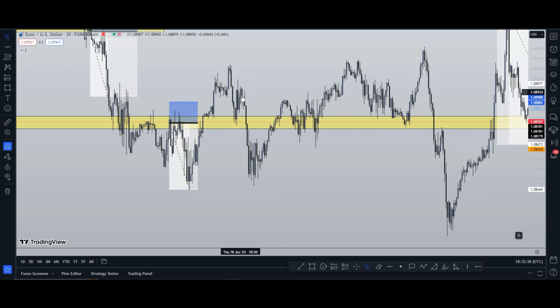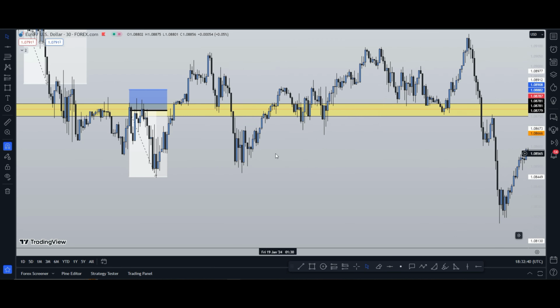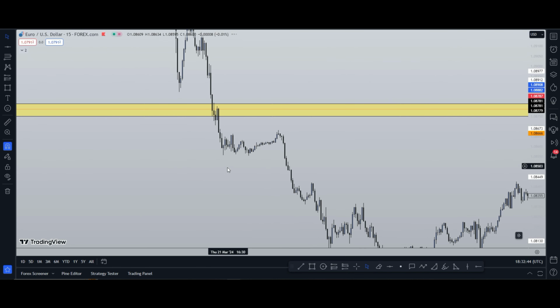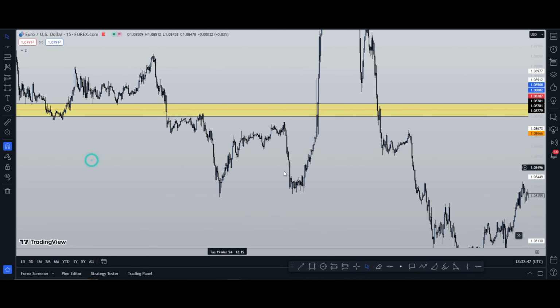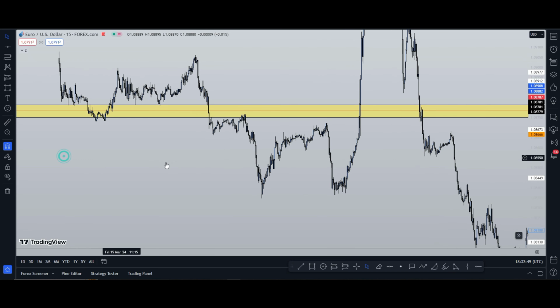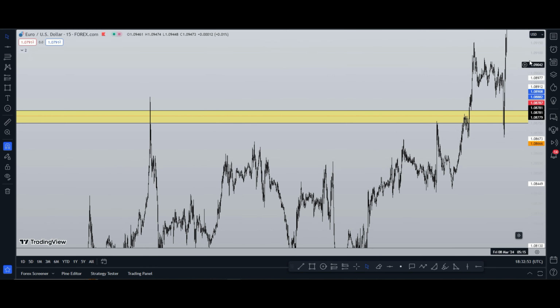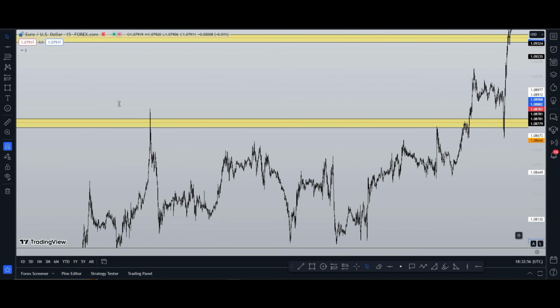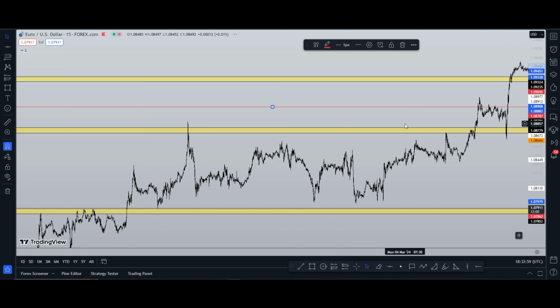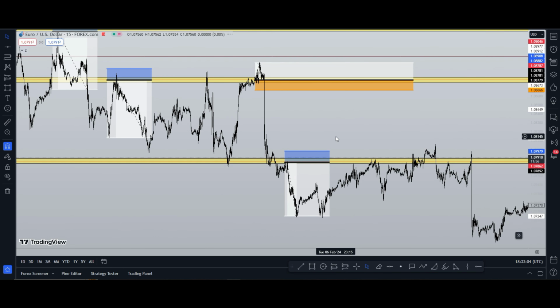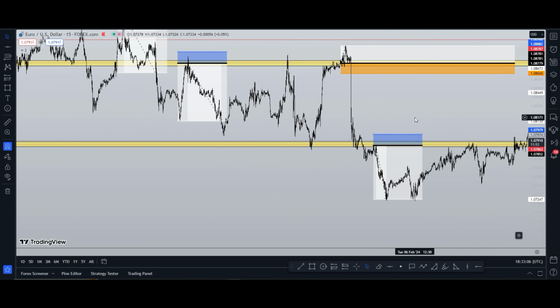We could, but then okay, let's see if I can get a better, refine this even more. Let's go and refine this even more, actually drop down even further. Remember, use the bigger time frames to draw your zones, use the smaller time frames to refine your entries.